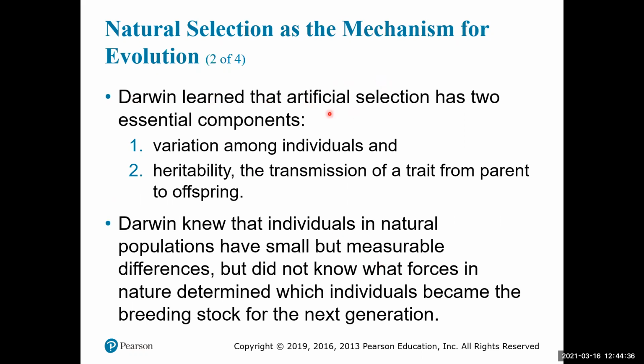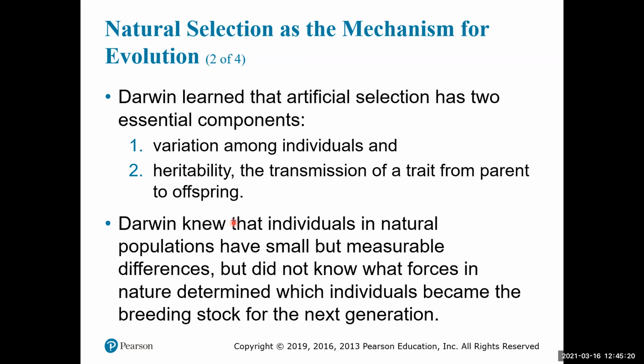And so what he learned through artificial selection is that there are two basic components. One is that there has to be variation within a population. If there is no variation, then there is no fitness differences between individuals. If all the mice had white coat color, then there are no fitness differences. But because you have mice that are light coat color and dark coat color, there is variation, and that infers a fitness value. The second part is that those traits have to be heritable.